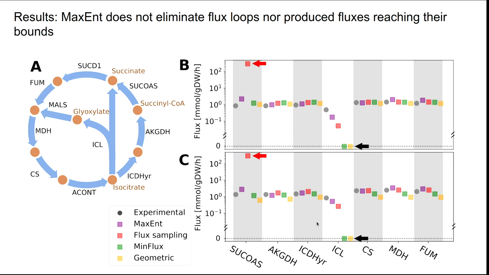On the other hand, since flux sampling overrepresents the thermodynamically feasible fluxes, one of them being SUCOAS, which is not shown here, but it partakes in a thermodynamically feasible loop, flux sampling predicts an extremely large value, reaching the upper bound that is assigned to the reactions. And you have Maxent in between. So Maxent is not as sensitive as flux sampling, and it doesn't produce these artifacts where you can still have thermodynamically feasible cycles.